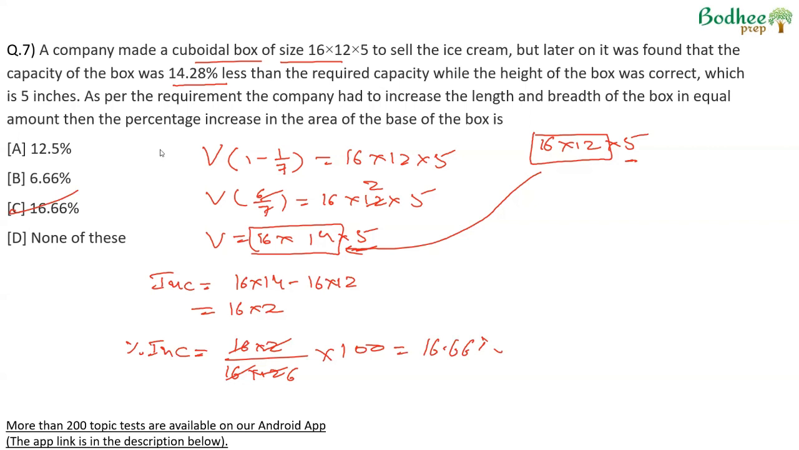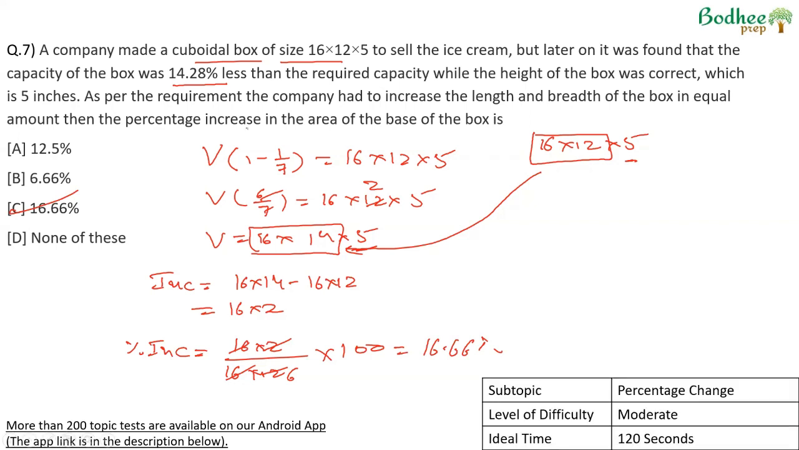Again, the question is easy, but the problem that can arise is, first of all, managing this 14.28%, and then this line here: company decided to increase the length and breadth of the box in equal amount. This information is not to be used anywhere. We just need the percentage increase in the base. But if we start looking at this information and using a variable, then the calculation will become very difficult. So I'm saying moderate solving time. Ideal solving time is 2 to 2.5 minutes. But if we take a different route, then the time might go out of hand.